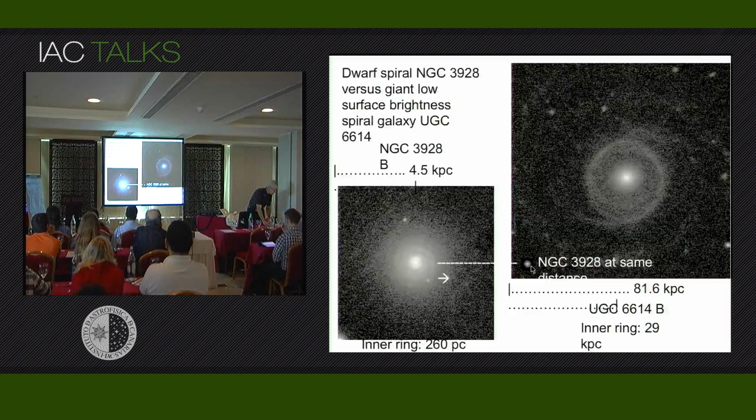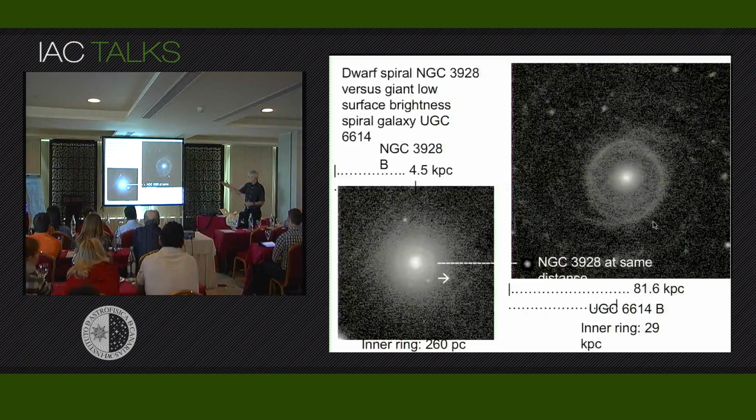But I wanted to compare a dwarf spiral with a colossus spiral. NGC 3928 is that little galaxy on the left there. It has a little ring that's 260 parsecs in diameter. And I'm comparing it at the same distance here with UGC 6614. See, this is 3928, and this is UGC 6614, which also has a ring 29 kiloparsecs in diameter. And there's very faint spiral arms.